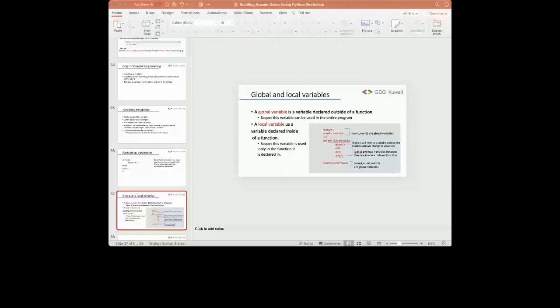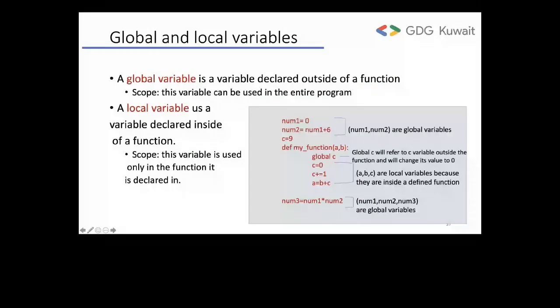Okay. So, global and local variables. The main difference between global and local is that the global is outside the function, and the local is inside the function. Sometimes we can refer to a global variable, outside the function, from inside the function, by writing global and the name of the variable. So I will go through the slide again.